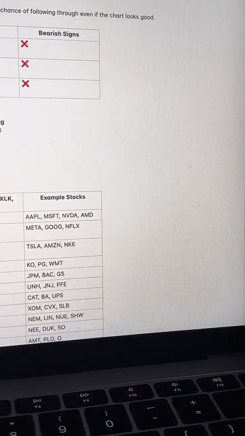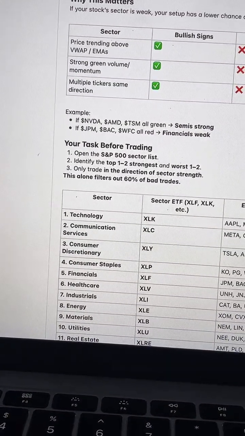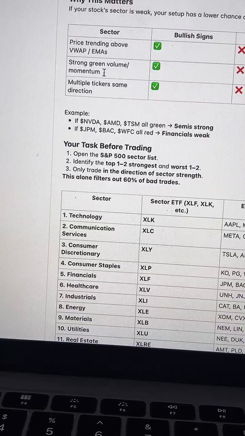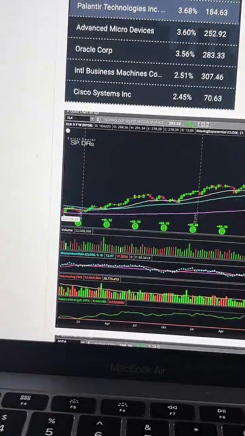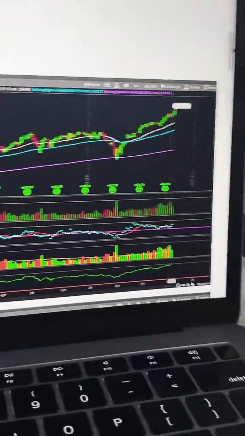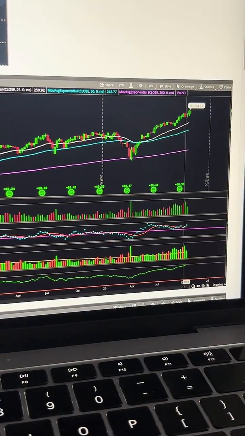Some of the confluences you want to look for: the price above moving averages, volume, momentum, and ticker symbols going the same direction. Okay, so on XLK, I'm going to show you some of the confluences that check out and align with this stock doing good. So this white line is my 21-day moving average. This blue line is my 50-day moving average. And this purple is the 200.